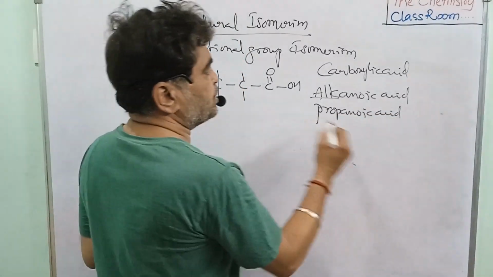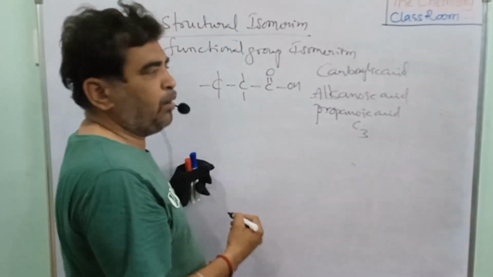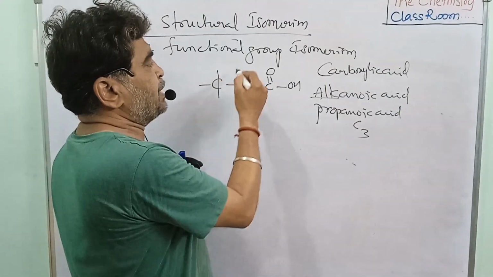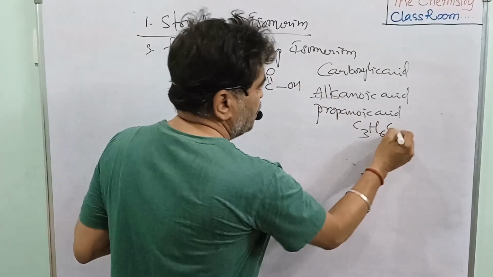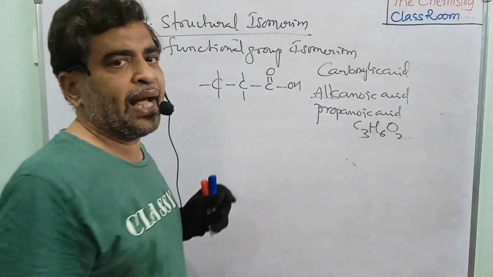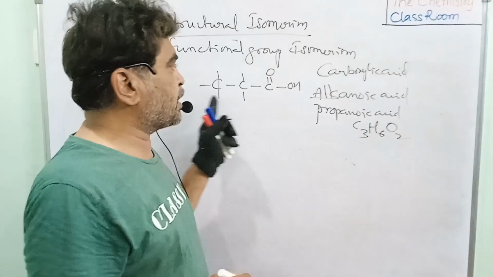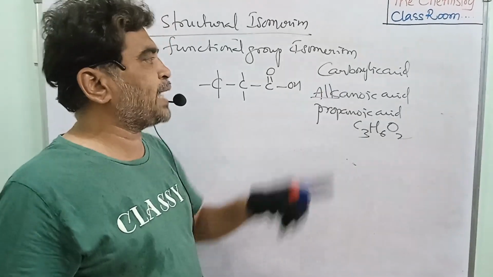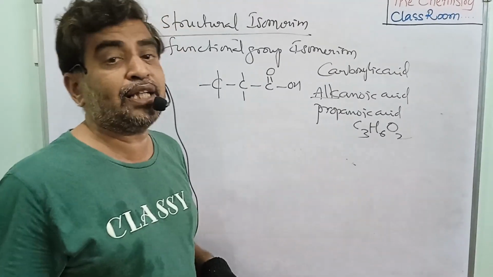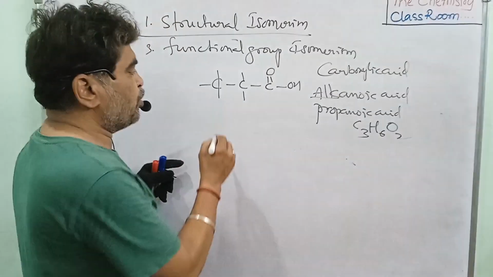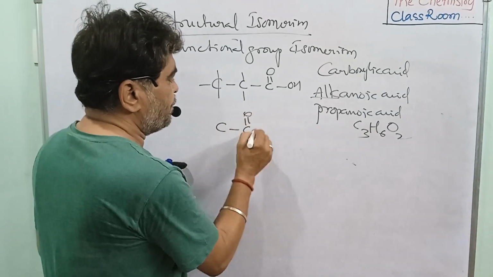How many carbons do you have here? You have 3 carbons, and the hydrogens: 3 plus 2 is 5, plus 1, it is 6 hydrogens, and you have 2 oxygens. The formula is C3H6O2. So the compound is a carboxylic acid, the root word is alkanoic acid. What is the compound? It is propanoic acid. One more compound I am writing now, you see.